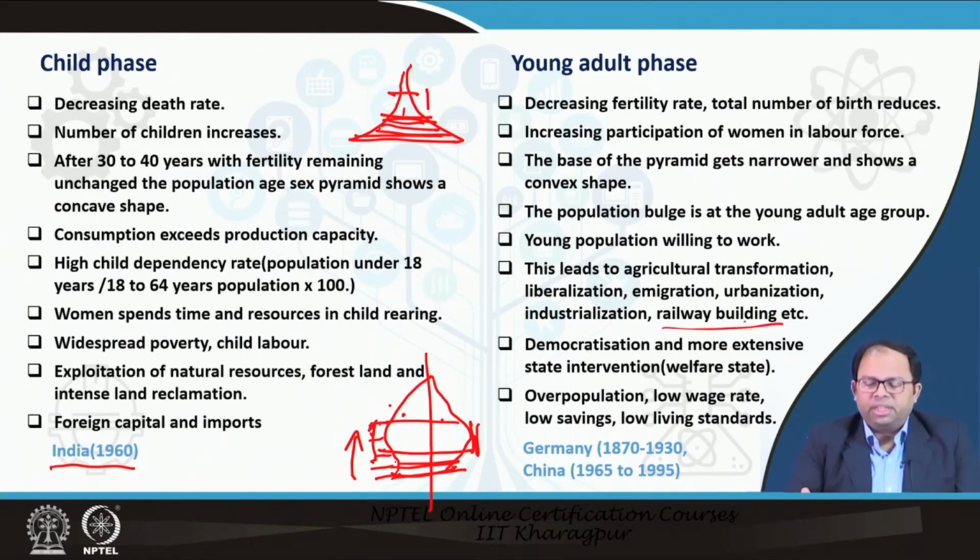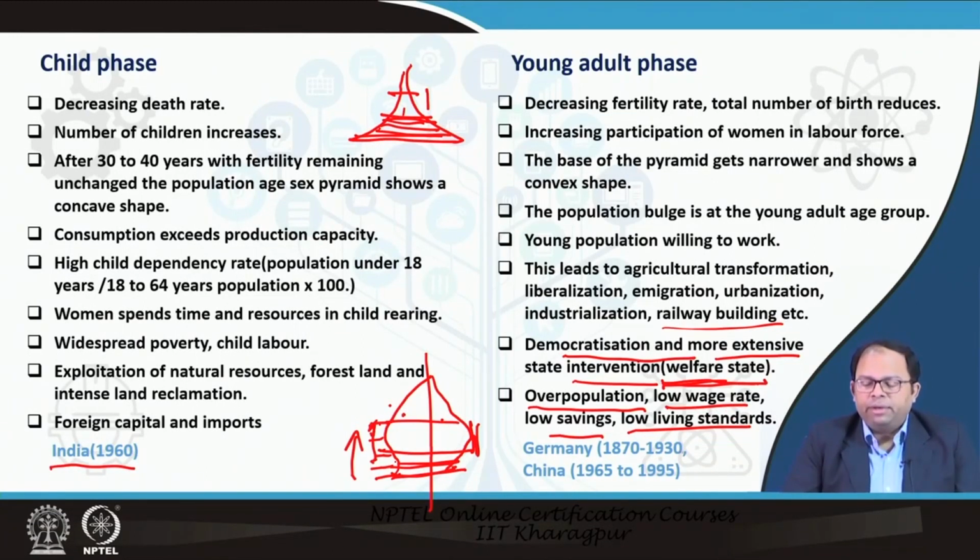So, this kind of activity takes place, and because there are a lot of young people, they are also asking for their rights. So, democratization takes place, and the state also intervenes in the life of the people by providing certain facilities. So, we can say gradually we are moving to a welfare state system. And then there is overpopulation, low wage rate, low savings, low living standards during these years, because the total number of people that has to be supported is still on a higher side.